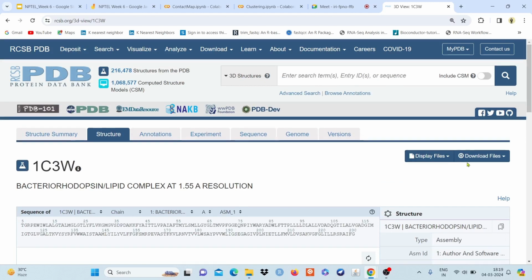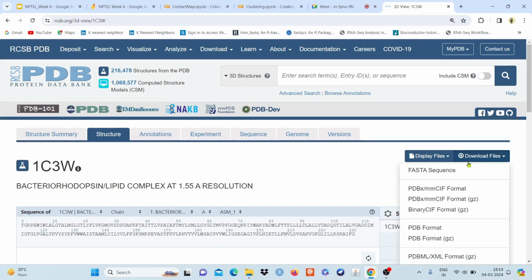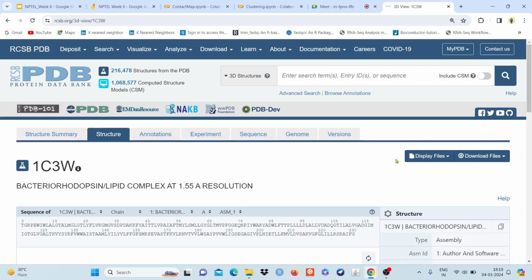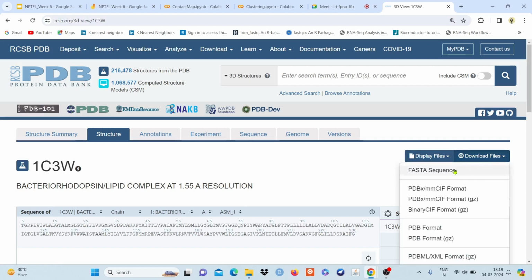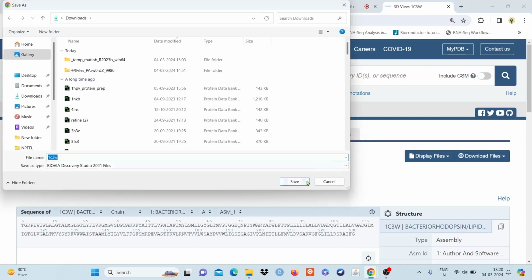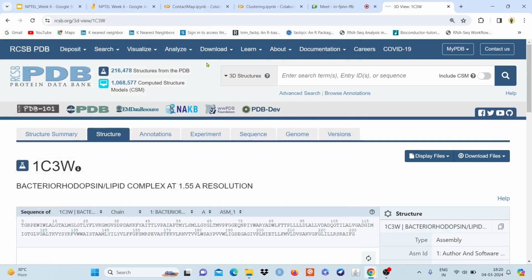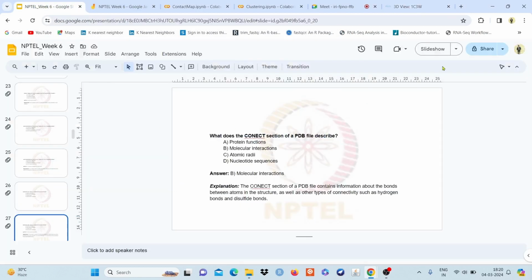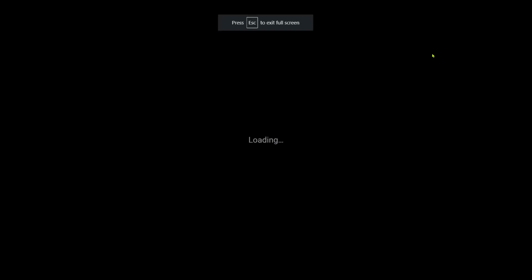How to download a PDB file? Here we have the display files option and the download files option. We can select the download files option and select PDB format. Your file will be downloaded. This is how the PDB database looks for accessing the data.